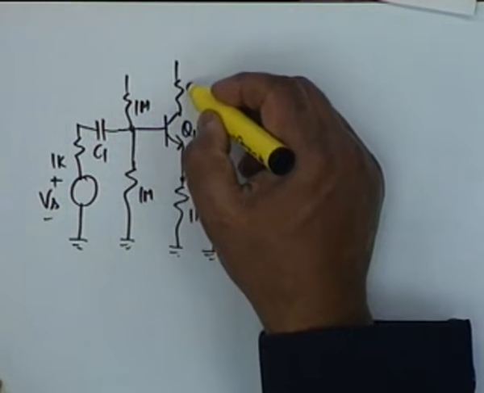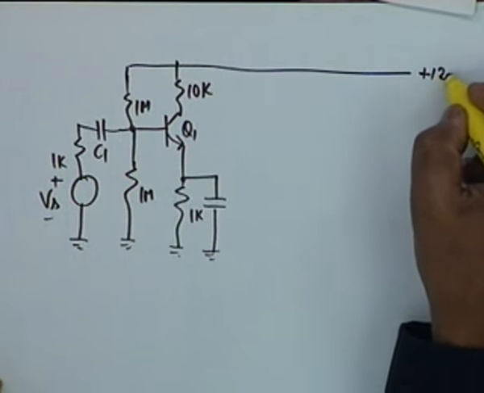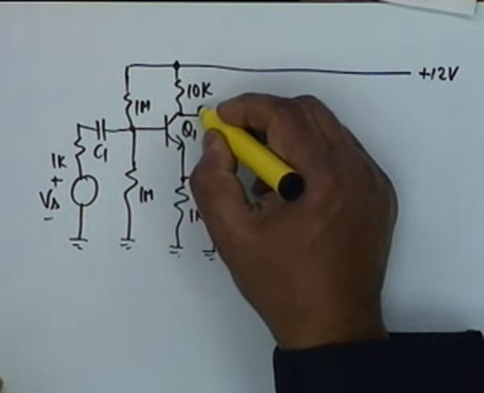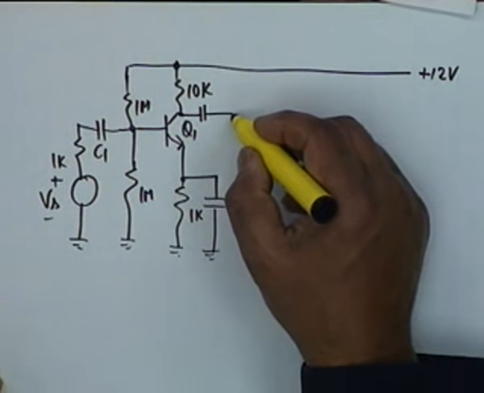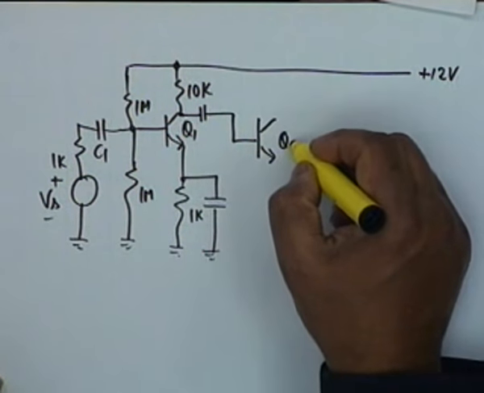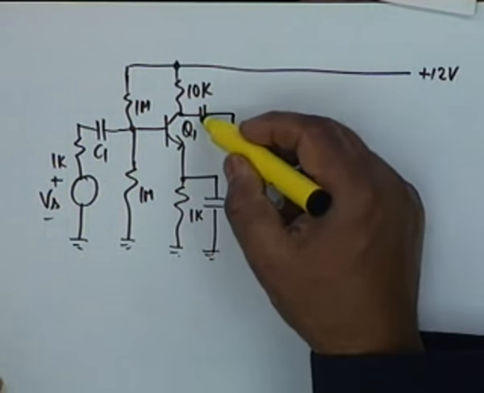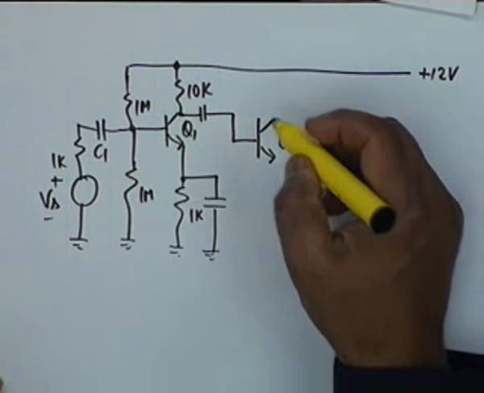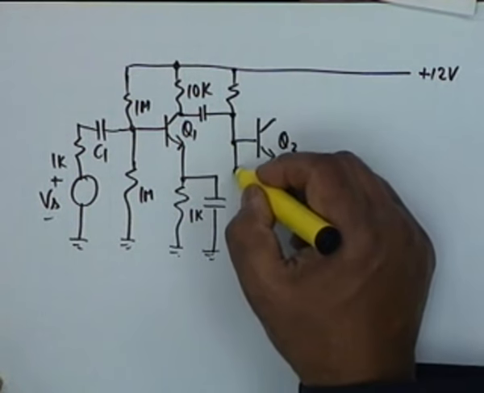The load here is 10K and this is plus 12 volt. The load is 10K. Then the output is coupled now not directly but through a capacitor to the second stage Q2, which, since there is a capacitor here, you must bias the second transistor in the usual manner, that is, use a resistance here and a resistance here.